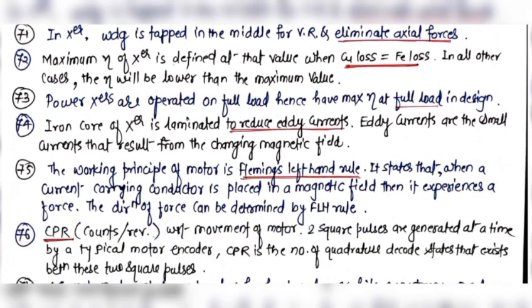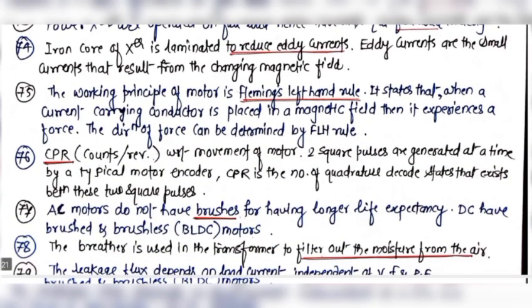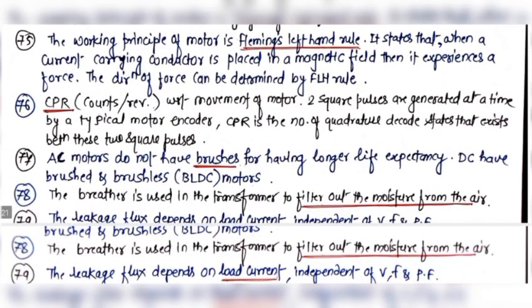The working principle of motor is Fleming's left-hand rule. It states that when a current-carrying conductor is placed in a magnetic field, it experiences a force. The direction of force can be determined by Fleming's left-hand rule.